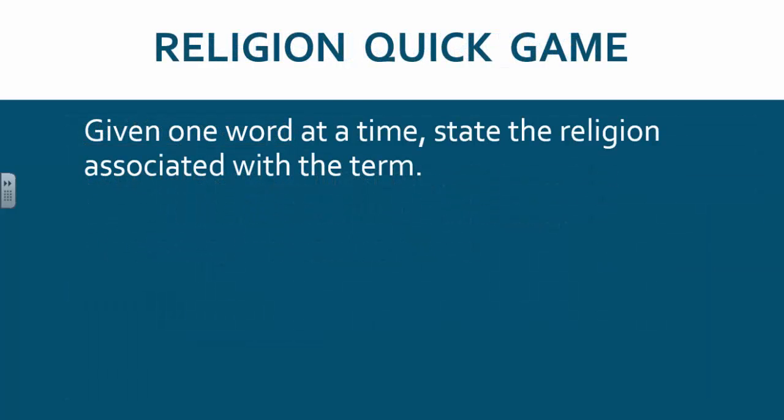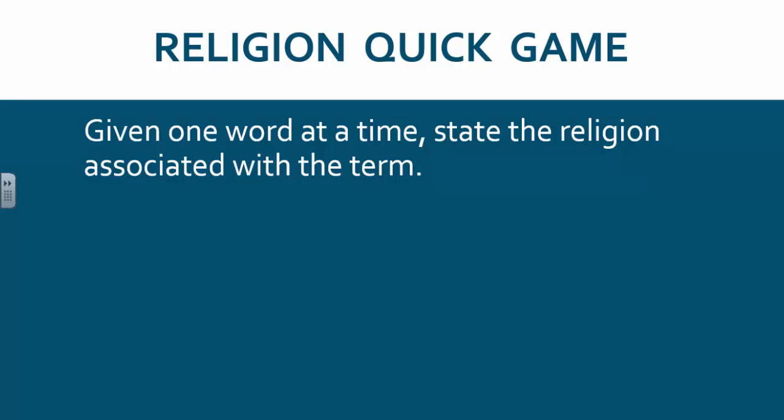Once students have some basic information about any topic, we're going to use religion here, is basically a quick game. This game can be a written quick quiz where you have students write down the answers. They could do this on dry erase boards. They could simply orally say the answers, but this is a way to check very quickly to see if students have mastered certain information. Basically, you're going to give students one word at a time, and they're going to give the answer that's associated with that term, in this case, the religion.